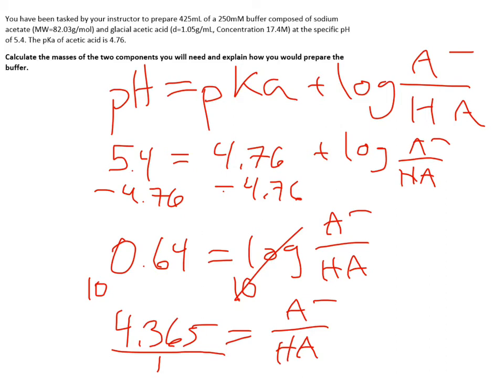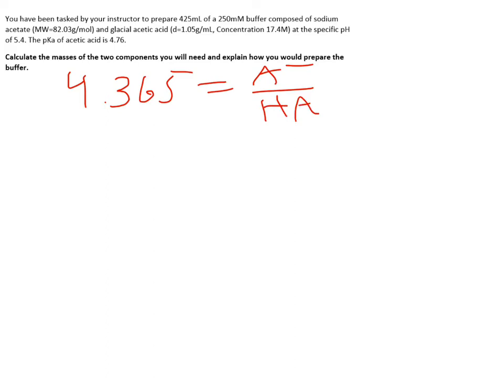Alright, so let's move from there. That's one piece of information we need. So I'm gonna write that down again. 4.365 is equal to the ratio of A over HA. Now here, if you notice, we have two unknowns, and so we need to solve for one of them in order to isolate the other.